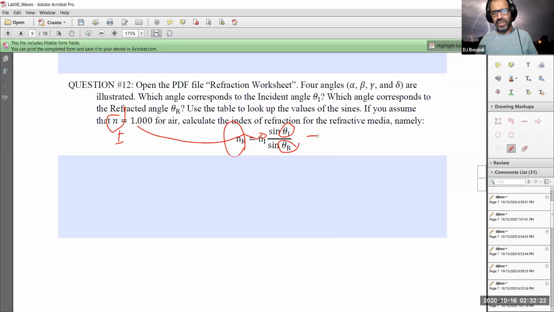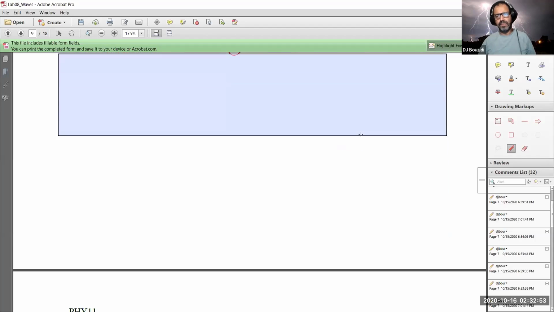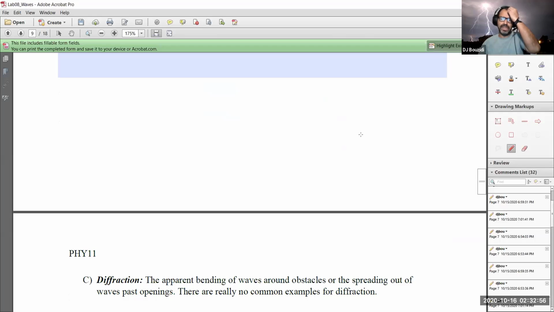Because the index of refraction also has another definition, which is the speed of light, c, divided by the speed of light in that medium. Since this number is always bigger than this one, this ratio is always bigger than 1. So light is going to travel slower in that medium. So this number in the denominator is less than the speed of light in vacuum. So this is 300,000 kilometers per second, or 300 million meters per second. This one is going to be less. Okay? So this index of refraction is always going to be more than 1. So we actually determine the type of medium.